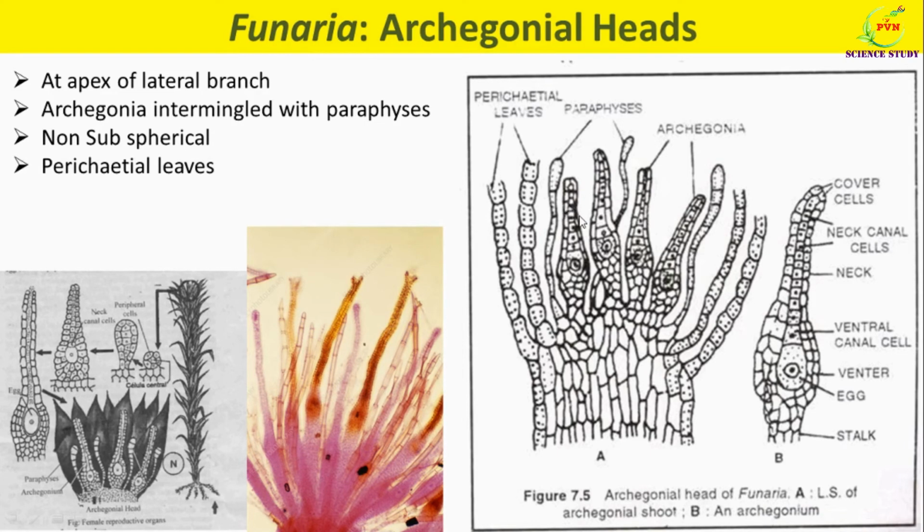Here also, both archegonia as well as the paraphyses are surrounded by sterile leaves called perigonial or perichaetial leaves. So these are the perichaetial leaves which are protecting the archegonia. Here both perichaetial leaves and paraphyses are similar to the normal foliage leaves, and no distinct perichaetium is formed.